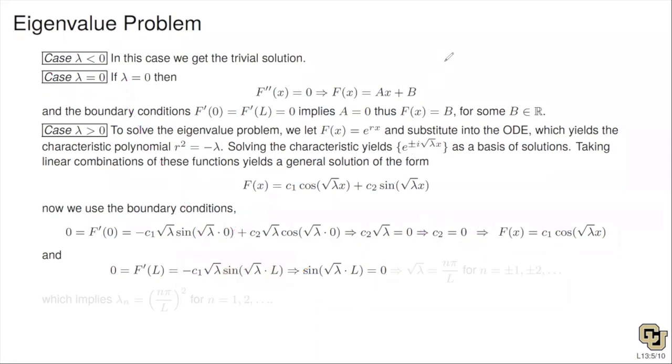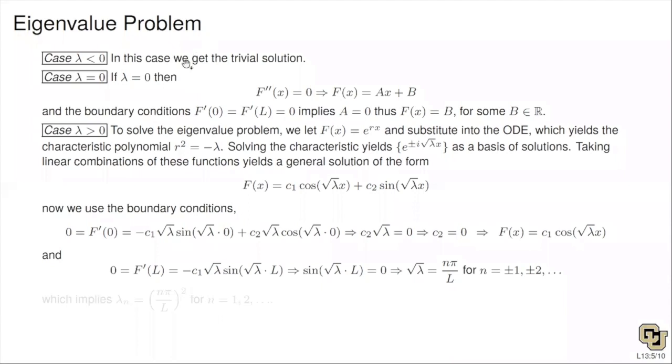We know sine is 0 at integer multiples, so root lambda L has to equal n pi. Divide both sides by L, and root lambda equals n pi over L. Here there's no n equal to 0, because if you let n equal 0, that makes lambda equal to 0, and we already dealt with the lambda equal to 0 case. n can be plus or minus 1, plus or minus 2.